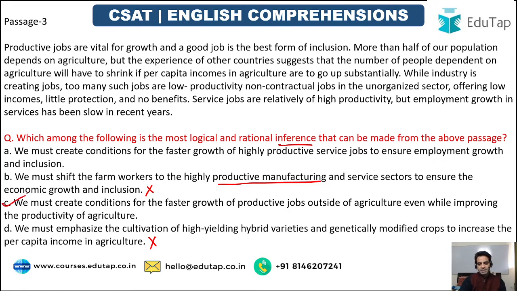Over dependence on agriculture has been discussed. Conditions for faster growth of highly productive service jobs to ensure employment growth and inclusion. Guys, employment growth and inclusion is looked after by growth in service jobs, but we cannot create such jobs without taking people out of the agriculture sector. That is the logical inference that could be made. This is the correct option. See, this is basically how you solve the passages rationally, eliminate and execute, and then finally find your answer.